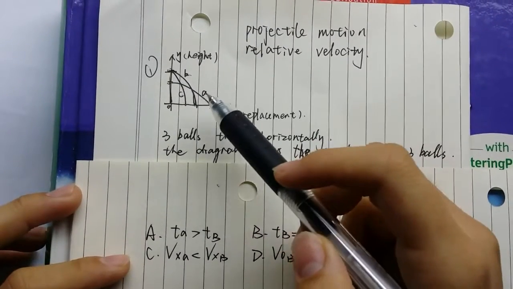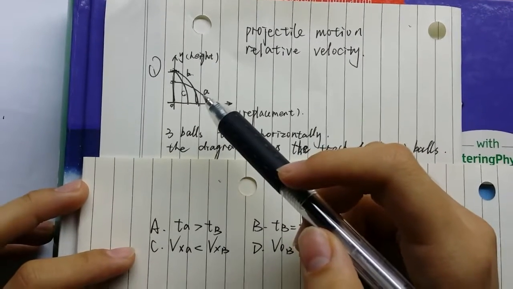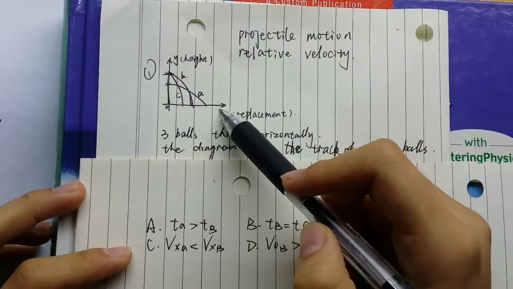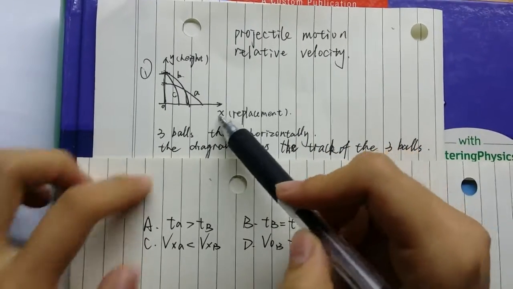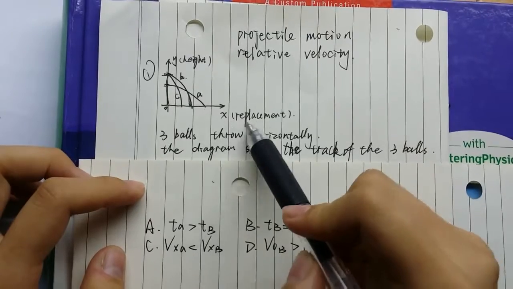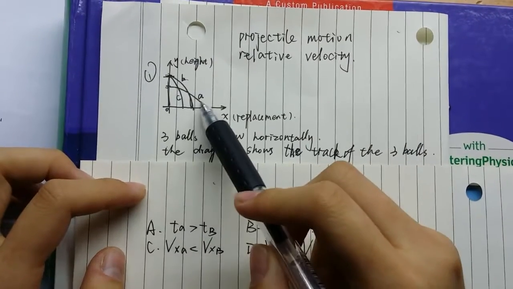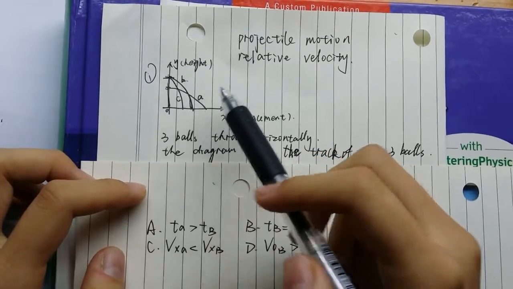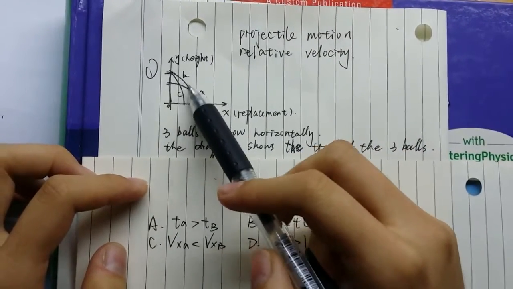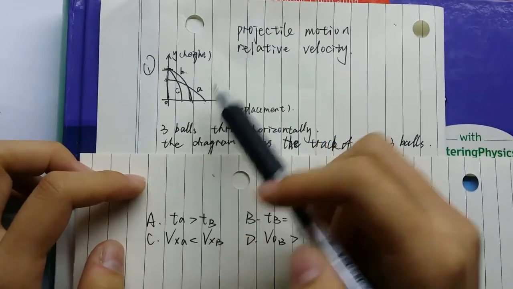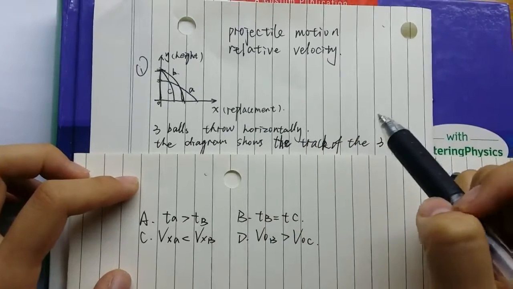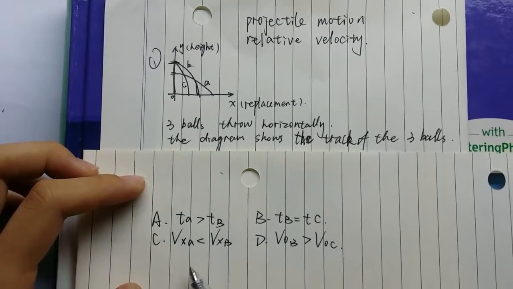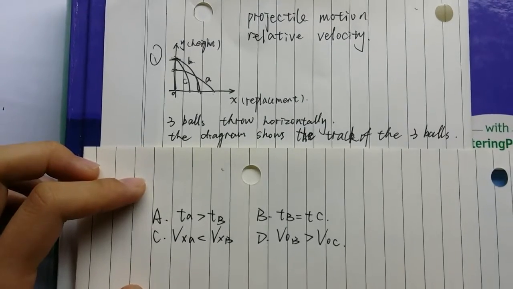So as you can see, there are 3 balls A, B, and C. They are thrown horizontally along the x-axis, and the x shows the displacement of the balls, and y shows the height that the 3 balls are thrown. These 3 curves are the tracks of the 3 balls. So we've got 4 options here, and we will decide which of them are correct.